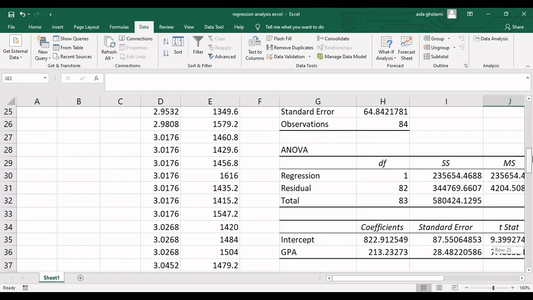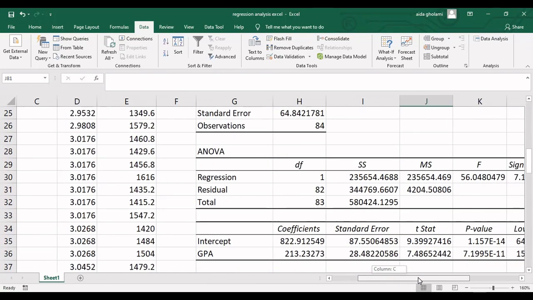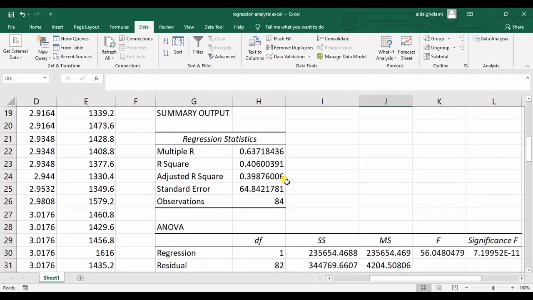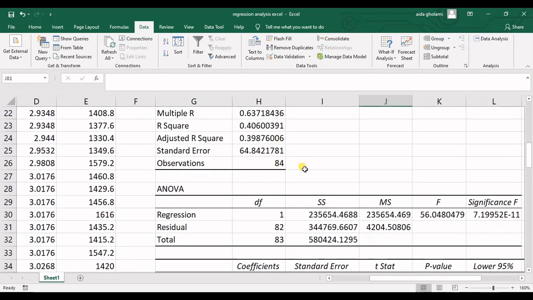So let's get to the other table. This was just a simple summary of your output. This does not actually have meaningful data in order to evaluate the regression model. Okay, so let's get to the next one.